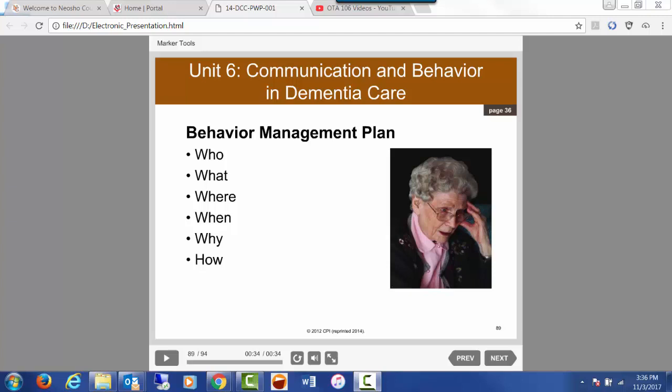Distract or redirect. Stay calm. Offer positive touch. And validate their feelings. Stay in a routine. Decrease isolation and develop rapport.